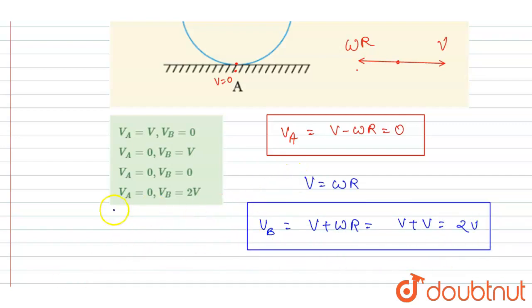Now if you see the options here, so D is the correct option. A velocity is 0 and B velocity is 2v.